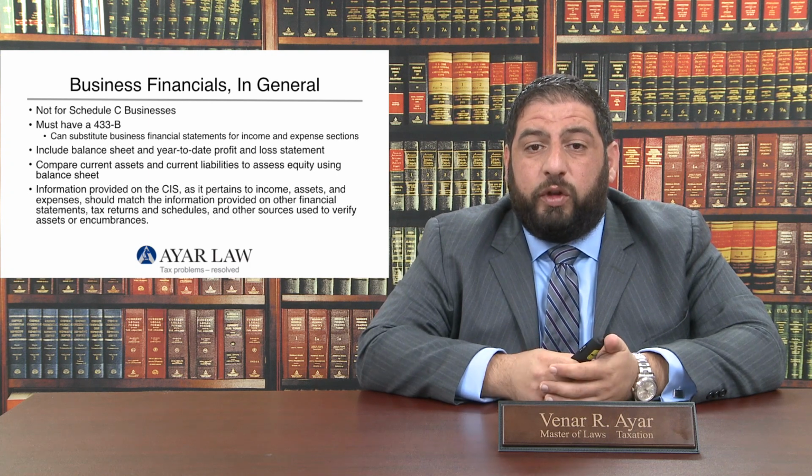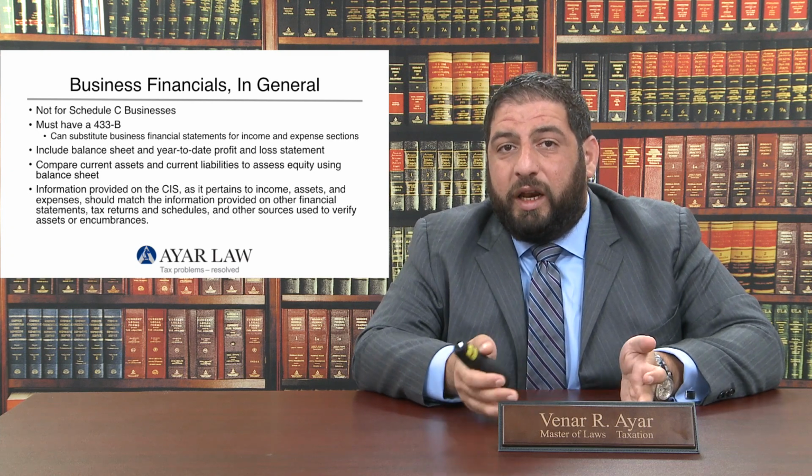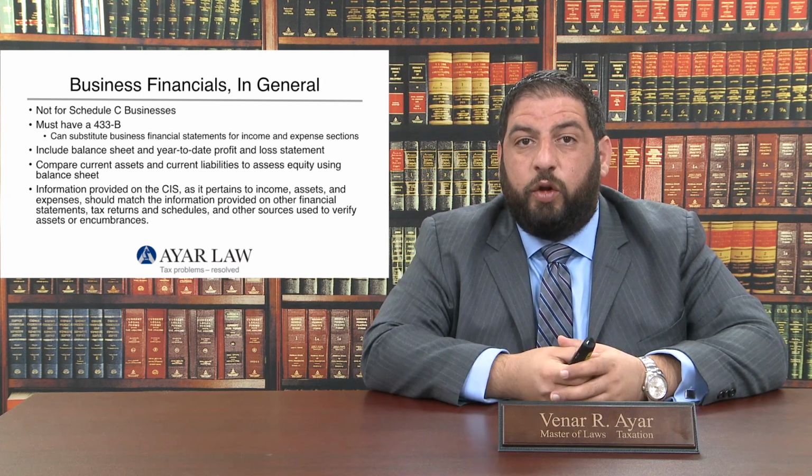They always want you to include a balance sheet and a year-to-date profit and loss statement. To be honest with you, a 433B is a very simple form. A lot of the information is really on the balance sheet and the profit and loss, which you can attach. So it's important that there's a good accountant on board, or that you're doing the accounting, and that you have the client up to date, with the profit and loss and balance sheet.